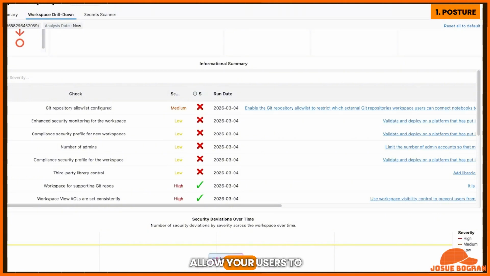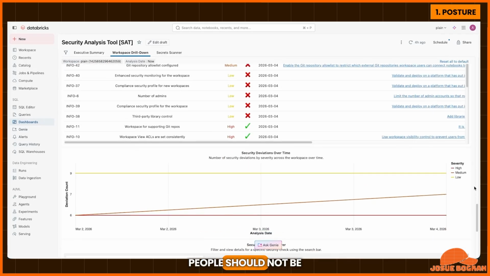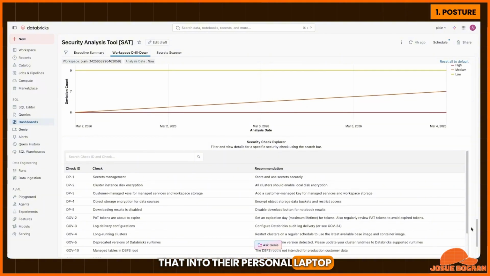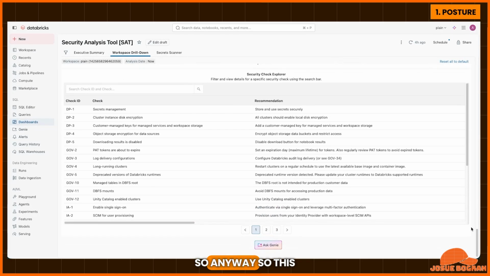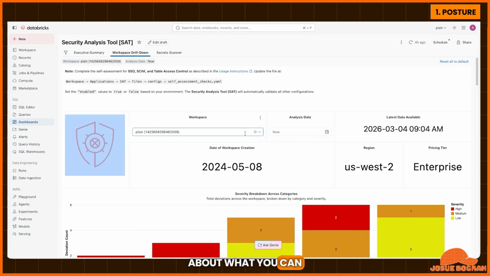You may want to actually allow your users to be able to export the notebooks or export the outputs of notebooks. But in a HIPAA environment, sometimes some of those HIPAA regulations may say people should not be able to export the data. It needs to solely stay inside of workspaces. If they need something, they can visually come back and do it. They shouldn't be exporting that onto their personal laptop or even company laptop, right? Personal laptop you can prevent with front-end IP allow list, right? So anyway, this is a high-level summary of what you can glean from a given workspace.